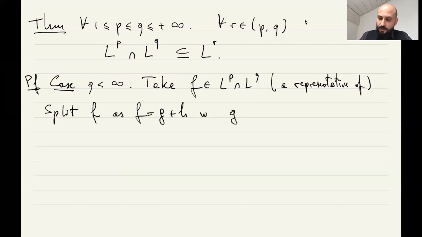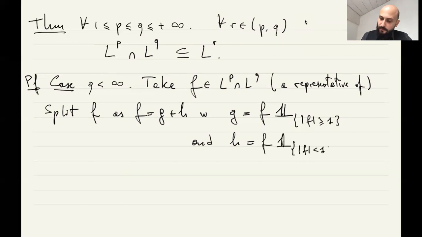In the following way. g is going to be f when the absolute value of f is greater than 1, and 0 otherwise. h is going to be f when the absolute value of f is smaller than 1, and 0 otherwise. So at every point, either g or h is different than 0. So what we get is that the absolute value of f is equal to the absolute value of g plus the absolute value of h.